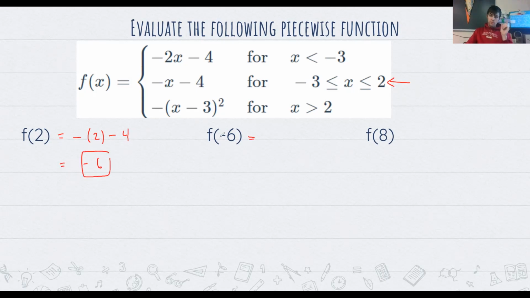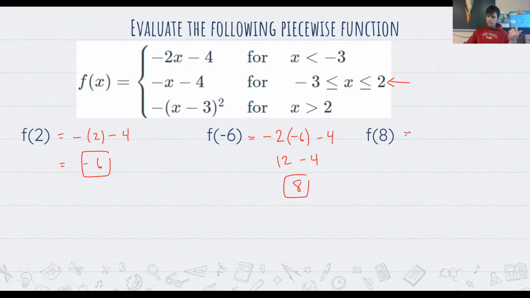Second one, f of negative 6. Negative 6 fits into this first piece. It is less than negative 3. So we're going to use this first function here. That's negative 2 times x, which is negative 6. Negative 2 times negative 6 is 12, minus 4, we get 8.